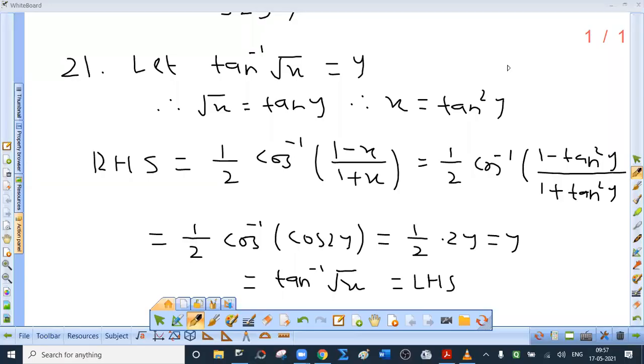21st, prove that tan inverse root x equals half cos inverse 1 minus x upon 1 plus x. Now we begin with let tan inverse root x be y. So root x is tan y. So x is tan square y. What is the right hand side? Half cos inverse 1 minus x by 1 plus x. So half cos inverse 1 minus tan square y upon 1 plus tan square y. That is half cos inverse cos 2y. Cos inverse cos 2y is 2y. Half into 2y is y. But what is y? Tan inverse root x, which is nothing but the left hand side.